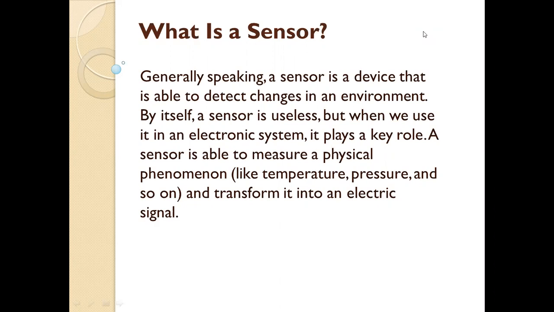We have already seen what is an IoT, that is Internet of Things. Now let us try to understand what are the essential building blocks of Internet of Things. Generally speaking, a sensor is a device that is able to detect changes in an environment. Before we understand what exactly a sensor is, we'll see what are the essential components required in IoT. One of the very essential components of Internet of Things is sensors, and the other one is actuators.